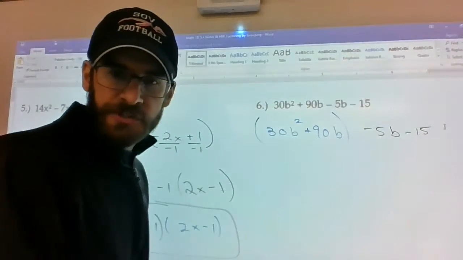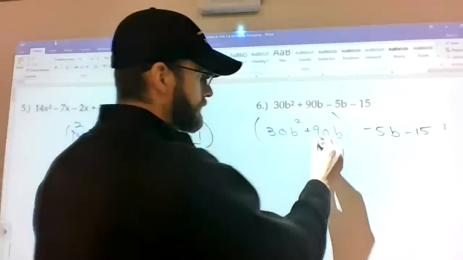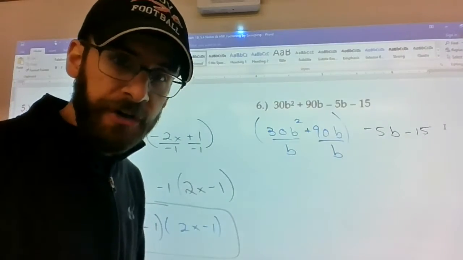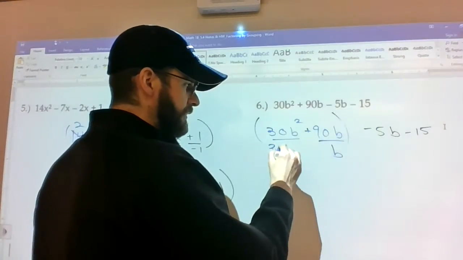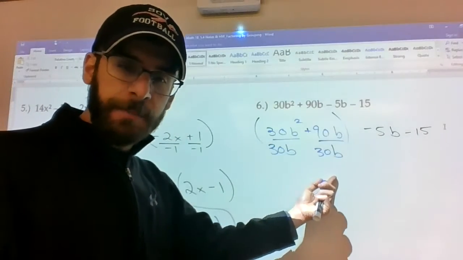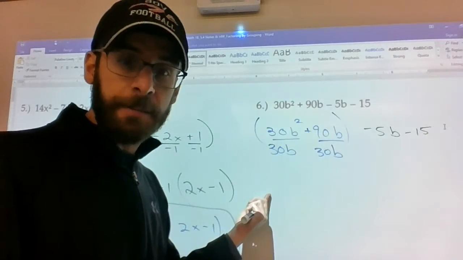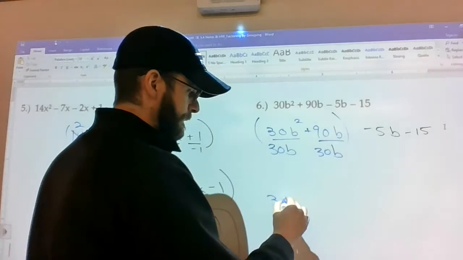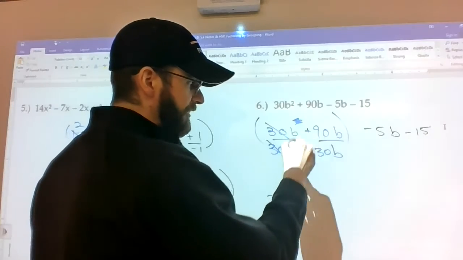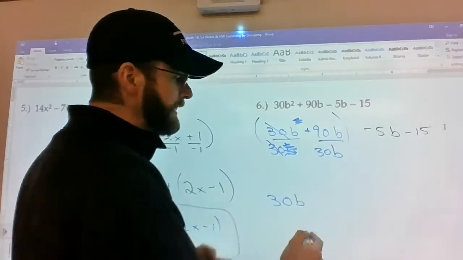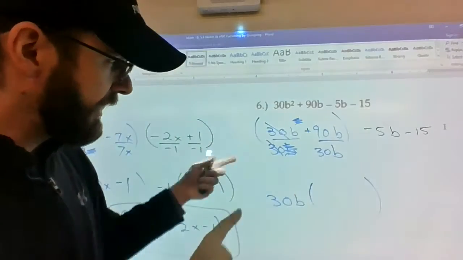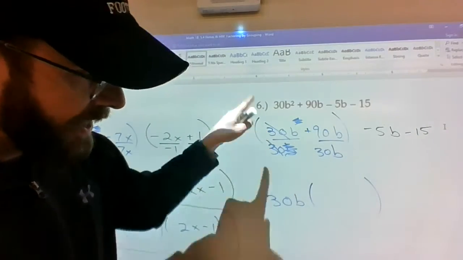So grouping the blues together, they both share a b, and they're both multiples of 30. I can take a 30 out of this one and a 30 out of this one. 30b, therefore, is the thing on the outside of parentheses. It's the greatest common factor. 30 divided by 30 is 1. b squared divided by b is b. So 30b is on the outside of parentheses, and you're left with 30 over 30 is 1, 1b.